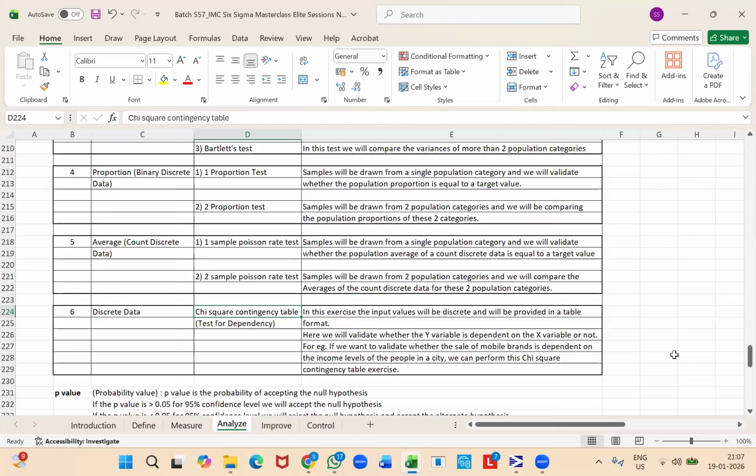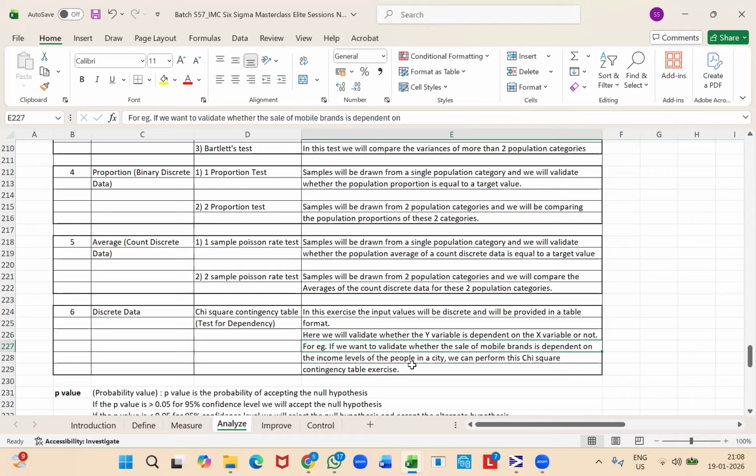Clear? Say, for example, you want to validate whether the sale of mobile brands is dependent on the income levels of the people living in a society. So you have varied income levels and varied mobile brands. You want to find out whether people belonging to a particular income level prefer a particular mobile brand or not, which is what we will try to validate through this chi-square contingency table exercise, right?